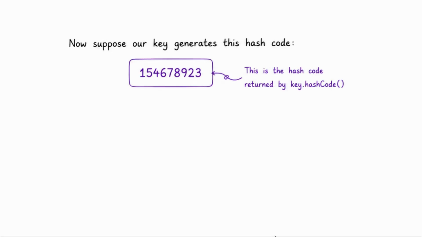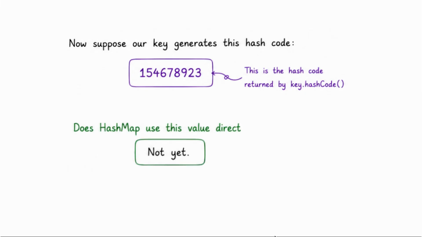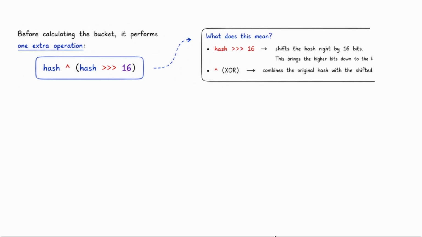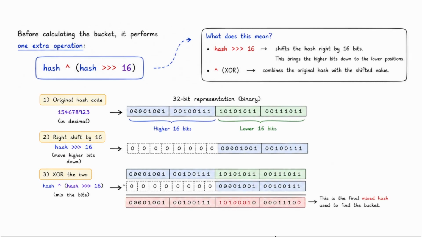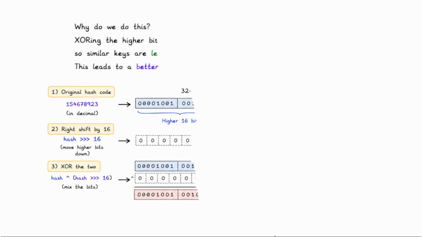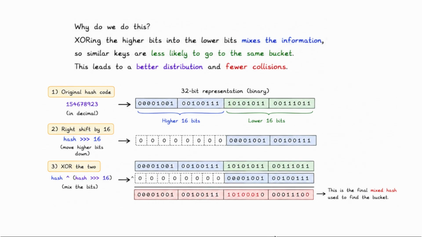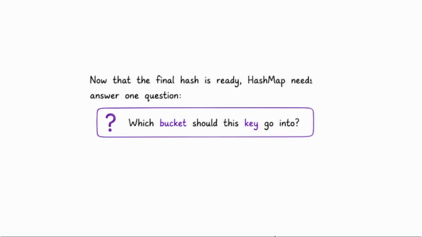Now suppose our key generates this hash code. Does HashMap use this value directly? Before calculating the bucket, it performs one extra operation. It mixes the higher bits into the lower bits, helping distribute keys more evenly across the buckets and reducing collisions. Now that the final hash is ready, HashMap needs to answer one question: which bucket should this key go into?